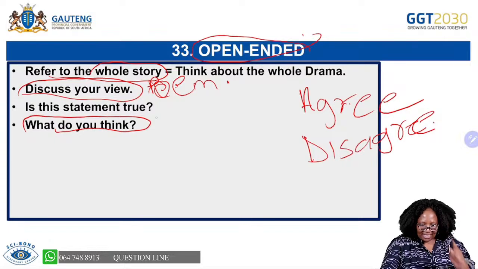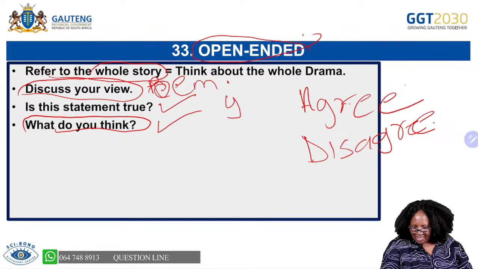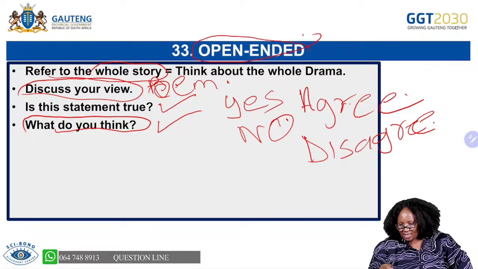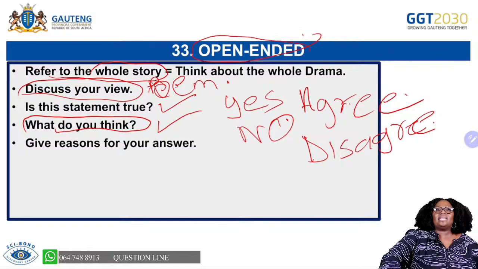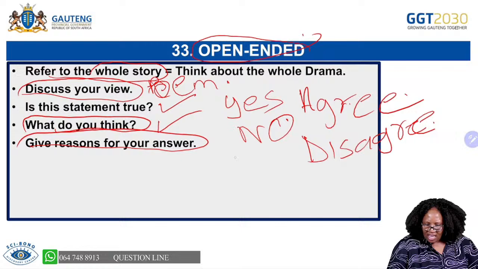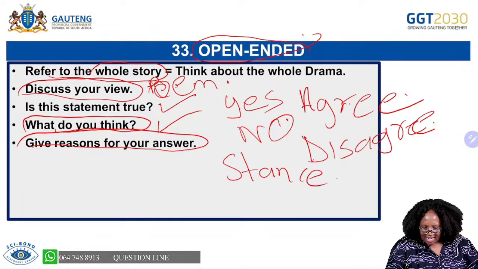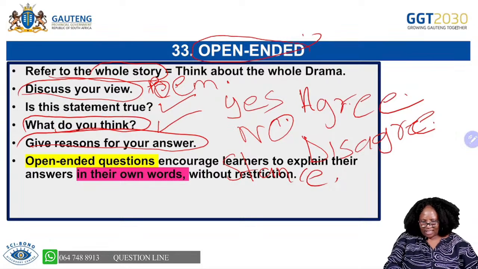And when you see, discuss your view, you think in your head whether this statement is true or not. Think, what do you think? So you're either going to say you agree or disagree, or yes or no to the statement. But you not only do that, you give reasons for your answer, for the judgment or for the stance that you have taken. You take a stance. We call that open-ended questions.